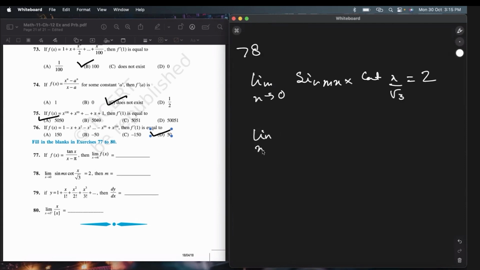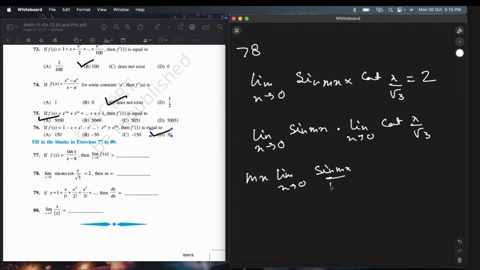So separating the limit term, there's sin mx over here, and it is multiplied with the limit as x tends to 0 of cot x upon root 3. Alright, if I multiply and divide by mx over here, with x tending to 0, so sin mx upon mx. And the same I'll do for the cot as well. I'll write it as 1 by tan x upon root 3. And the limit is x tends to 0.